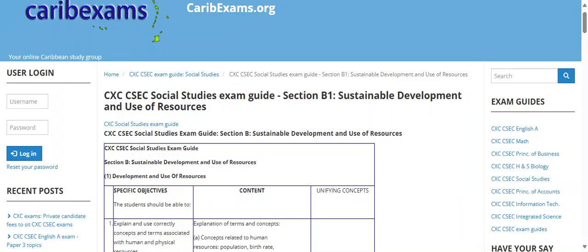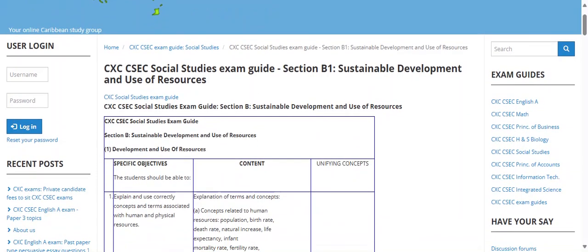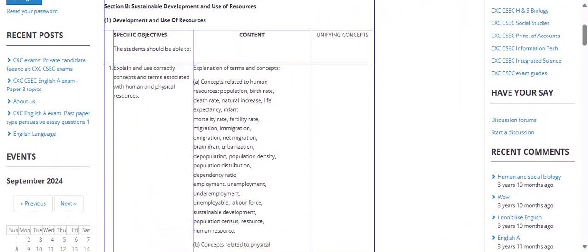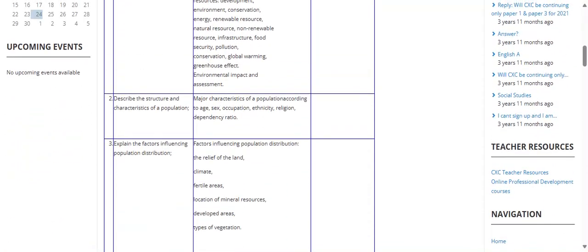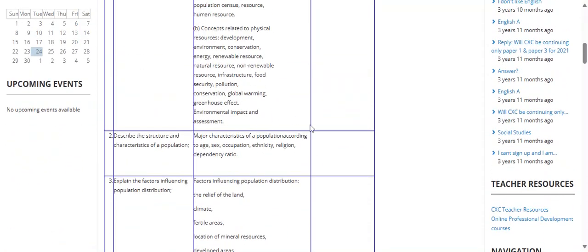For this class, we'll be looking into social studies, natural or physical resources. What we're looking into right now is physical resources. Physical resources are those gifts of nature such as land, water, minerals, forests, animals, sunlight, and wind.